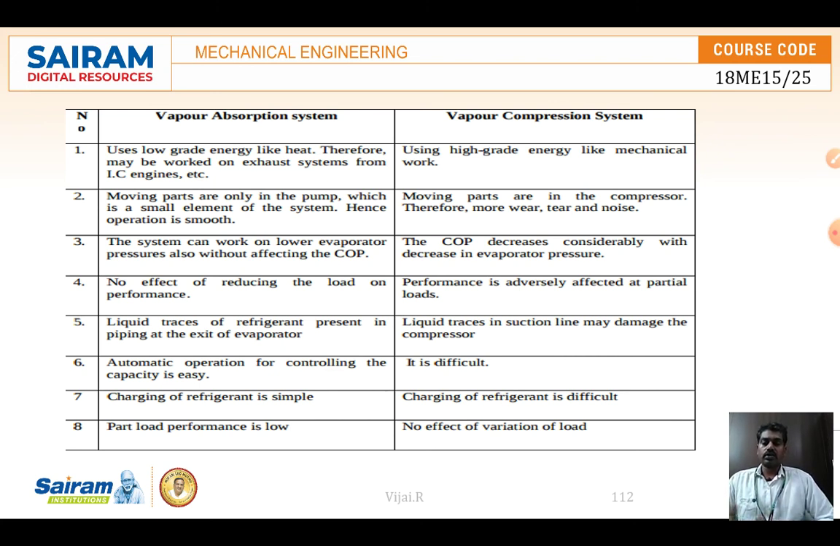And the effect of reducing the load on performance will be less in the case of vapor absorption, but in vapor compression it will be more. Performance is affected in partial loads. And automatic operation for controlling capacity is easy in the case of vapor absorption, but it is difficult in vapor compression. And charging is very simple in vapor absorption, it is very difficult in vapor compression. Like this, some advantages and disadvantages are there in the case of vapor compression and absorption, right?